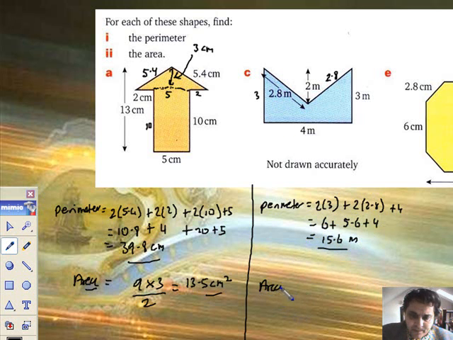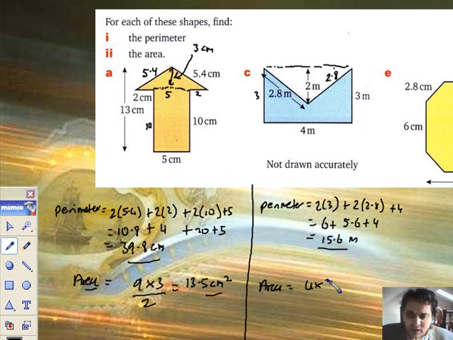Now, what about the area? Well, I could chop it down here and get 2 trapezia. I could do that if you want. I could imagine this is a complete rectangle and work out the area of the whole rectangle, 4 by 3, then take away the triangle, which is that little white bit sitting outside the shape. I think I'll do it that way.